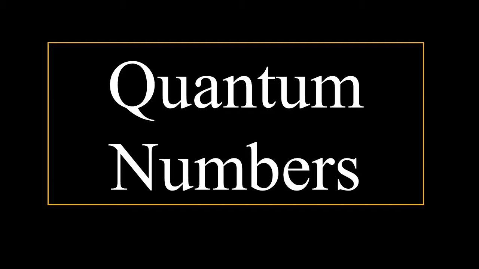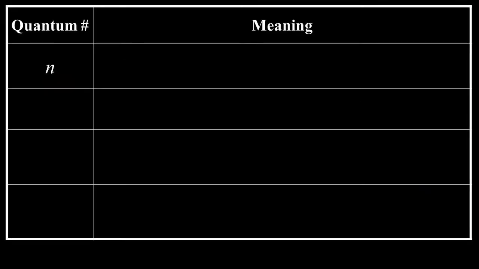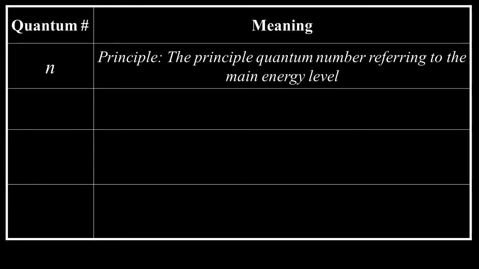This is going to be very helpful in how to determine quantum numbers for a particular space on the periodic table. We're going to use blank periodic tables. So let's begin. N quantum number is the principal quantum number, and it denotes the main energy levels or the main shells, the main distribution of electrons around the nucleus.